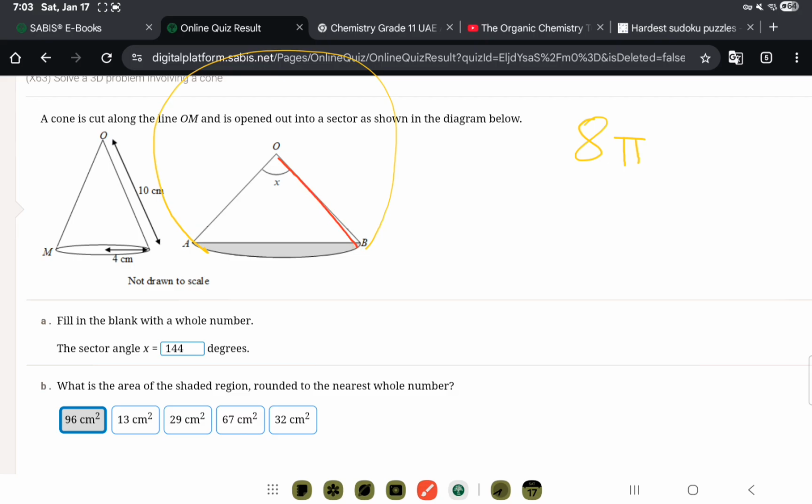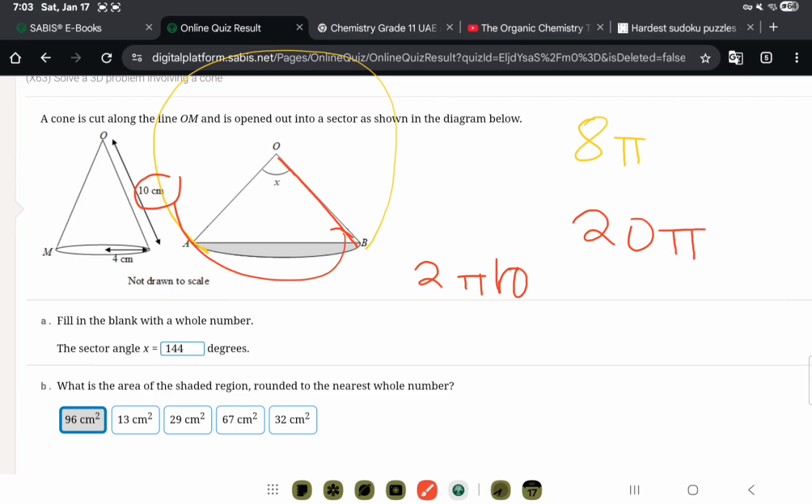Now we know that the line beside x is the radius. So now 2 pi r. But what is our r this time? Our r is this 10 here. So 2 pi 10. So what is our answer? 20 pi.